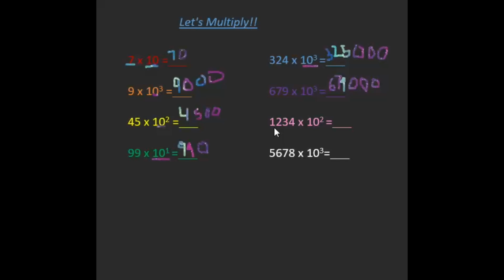Now we have a 4-digit number. 1,234 times 10 to the power of 2. 10 to the power of 2 is 100. So let's just write 1, 2, 3, 4, which is 1,234. And then since the 100 has 2 zeros, let's just attach those 2 zeros to the end. And that's how we get our answer, 123,400.